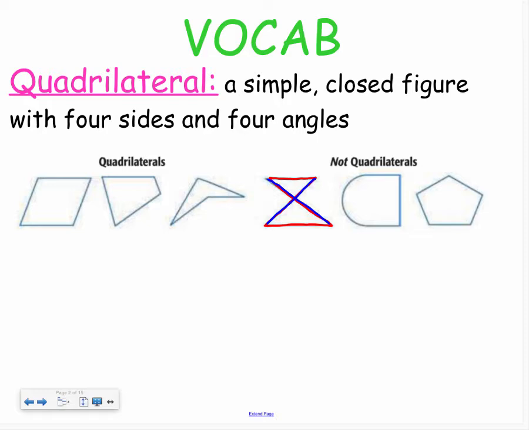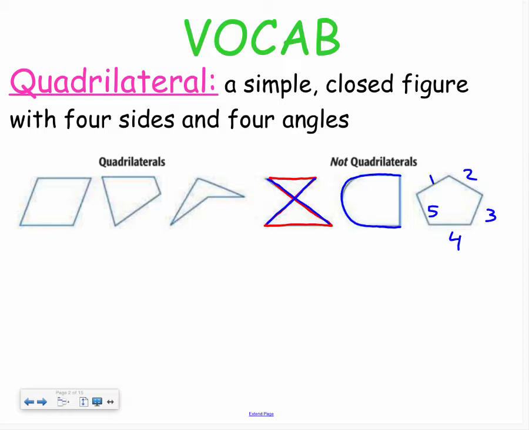All of these figures on the board are closed, meaning there's no gaps within their sides or within their pieces. The second non-quadrilateral on the board is not a quadrilateral because of this curve. We are not allowed to have curves in our quadrilateral. And the last one has 5 sides. The four on the left are quadrilaterals, all have 4 sides and 4 angles.